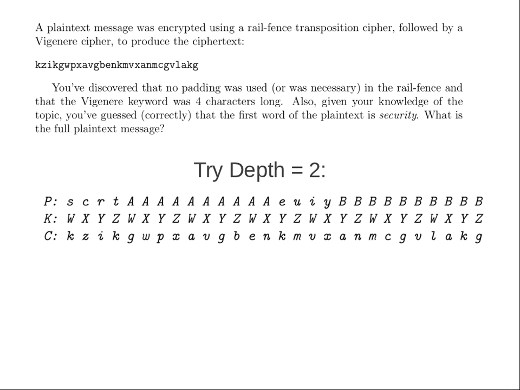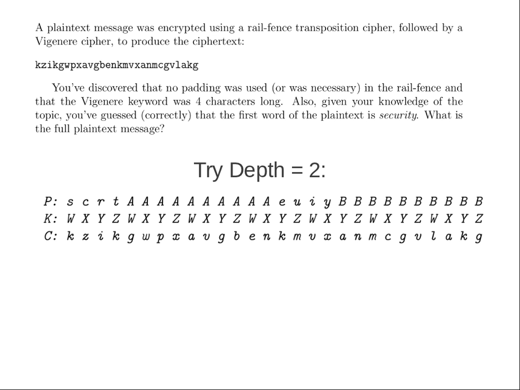There'll be another 10 letters, because with a depth 2 and 28 characters, there are 14 on the first row and 14 on the second row. The way I've written it here is S, C, R, T, followed by other letters I don't know yet, written as uppercase A because they're on the first row, then E, U, I, Y, followed by 10 other letters. So we know 8 of those letters.